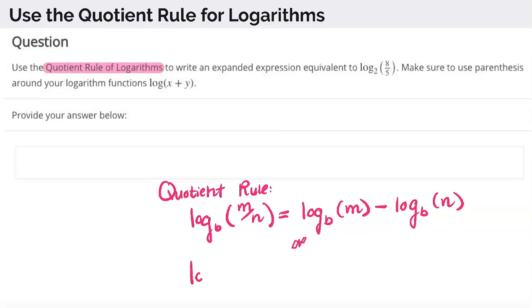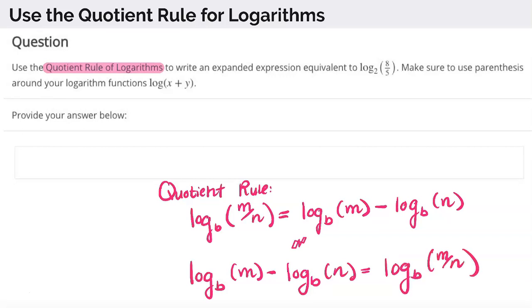Or sometimes we'll be asked to work the other way and take a difference of two separate logs and turn that into a single log of their quotient. Right? Let's fix that. Right, so those are kind of our two versions of the quotient rule. And in this case, again, we'll be using the first one because we're starting with a single log of 8 divided by 5. Right, and so all this says is that we can split this up into the log base 2 of 8 minus the log base 2 of 5.